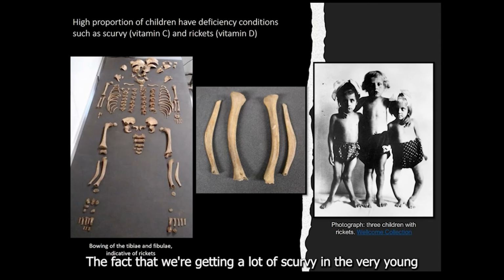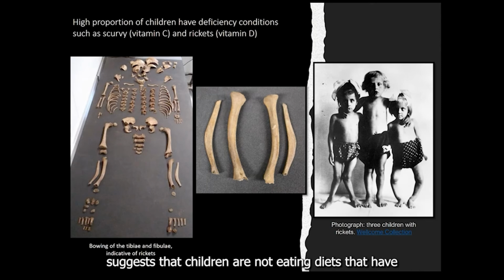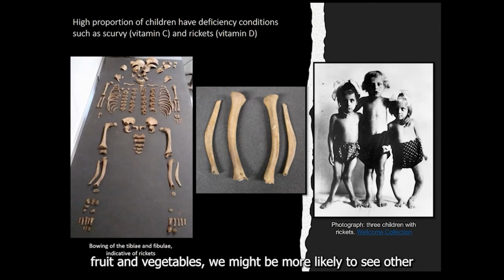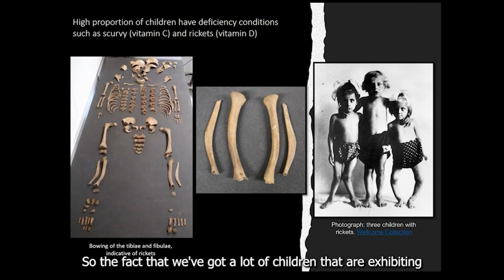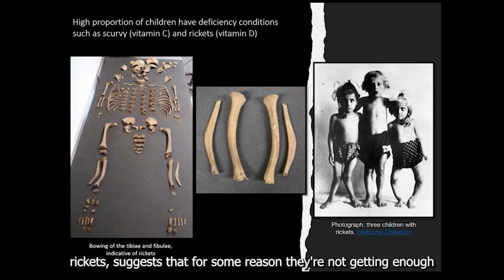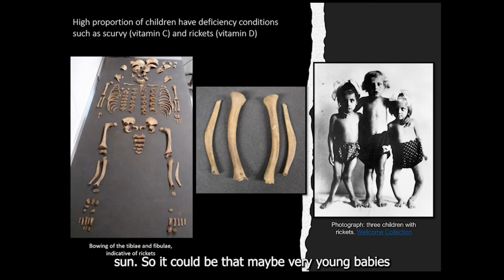The fact that we're getting a lot of scurvy in the very young suggests that children are not eating diets that have sufficient vitamin C. And when you have children that are vitamin deficient, in that they're not eating enough fruit and vegetables, we might be more likely to see other deficiencies in their skeletons as well. Now, the vitamin D is slightly different to that because humans chiefly get their vitamin D from sunlight. So the fact that we've got a lot of children that are exhibiting rickets suggests that for some reason they're not getting enough sun.